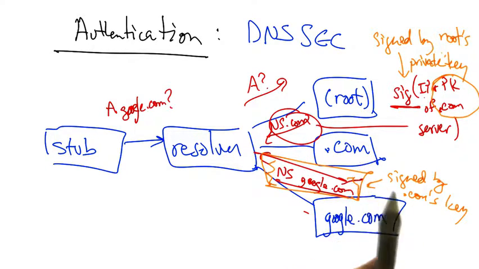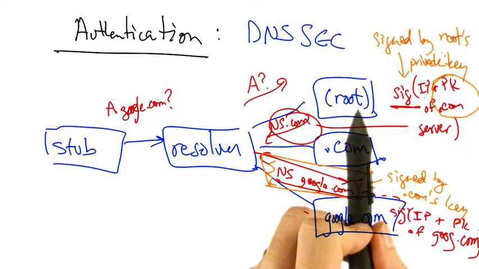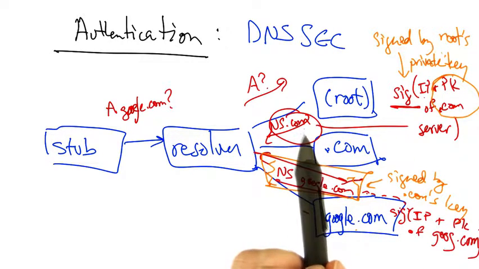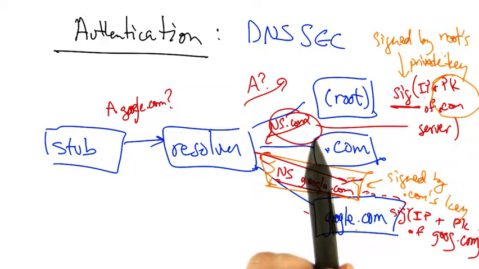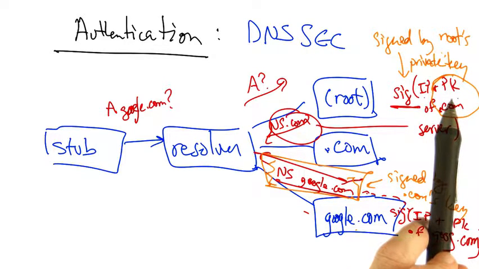Similarly, the .com server will return not only the IP address for google.com, but also the IP address and public key for the google.com authoritative name server, so that when Google returns its answers, the resolver can check the signatures coming from google.com. In other words, each authoritative name server in the DNS hierarchy returns not only the referral, as it would with regular DNS, but also a signature containing the IP address for that referral and the public key for the authoritative name server that corresponds to that referral.